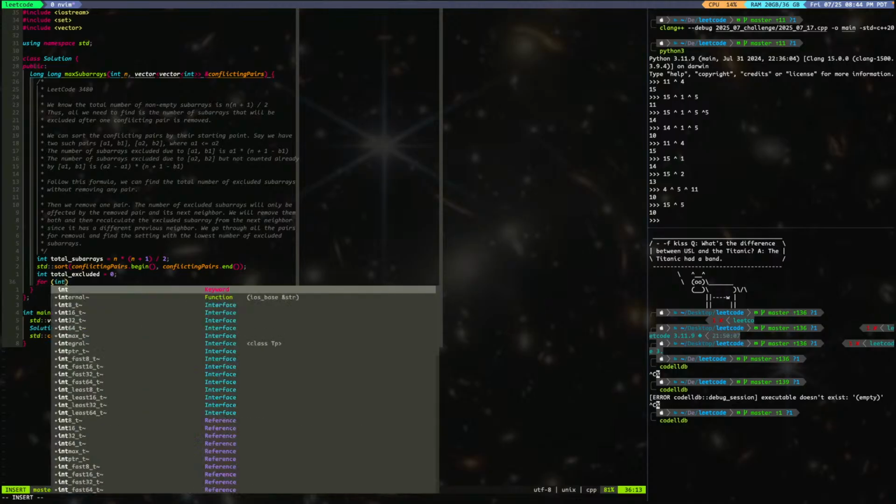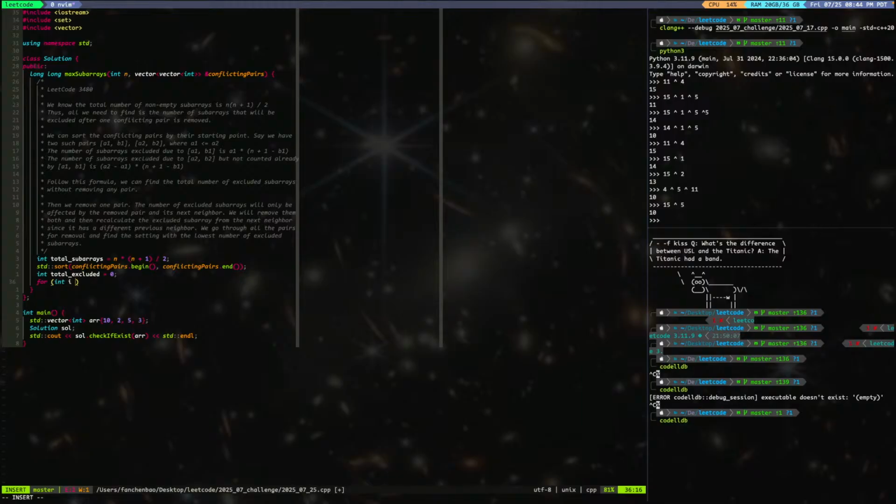We say for int i equal to 0, i smaller than, actually we can do 1 if you want to. No, I don't want to. Really, you don't want to? Then we'll make it faster.